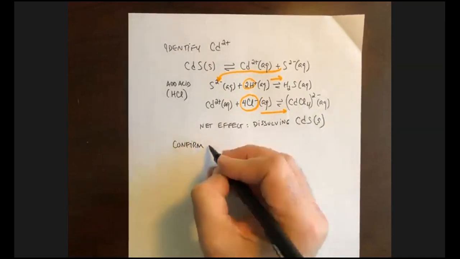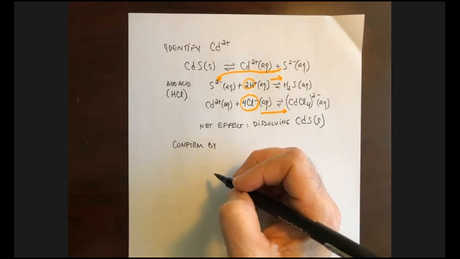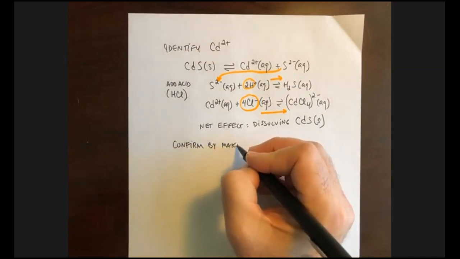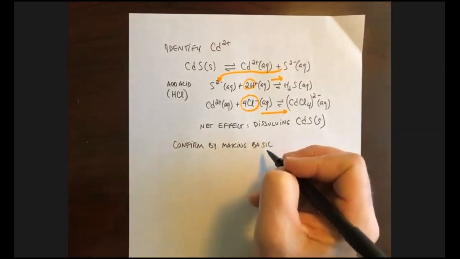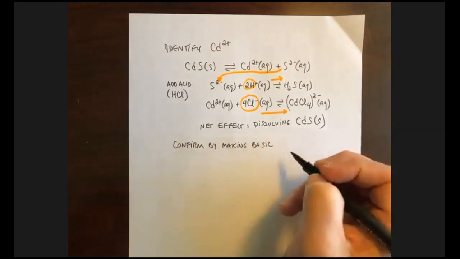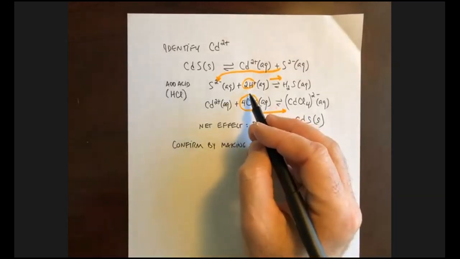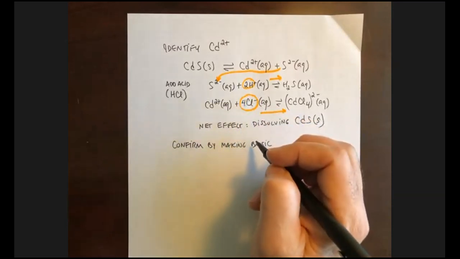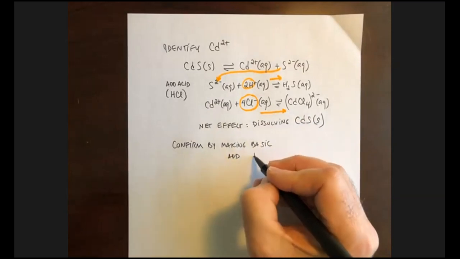And so our process now consists of, okay, how do I confirm? Well, you confirm by bringing the solution back to a basic pH. And in a basic pH, we essentially are removing this equilibrium here, right? And we add TAA.